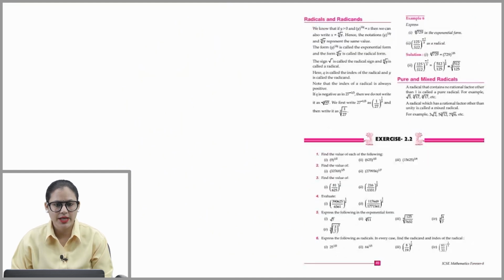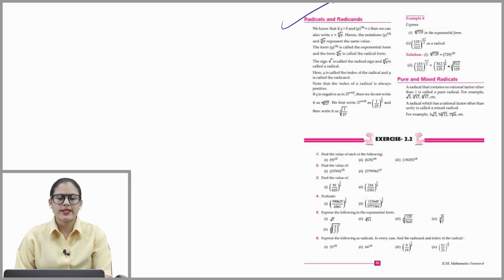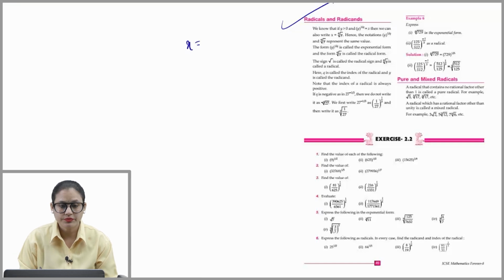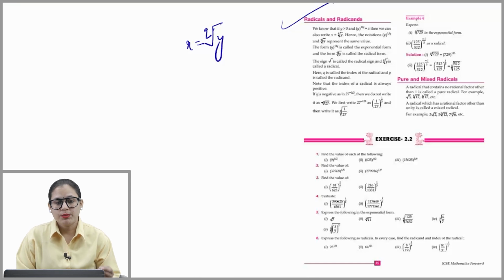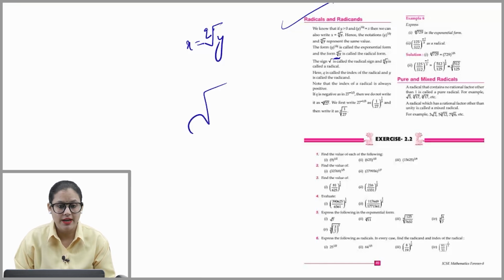Radicals and radicands. We know that if y is greater than 0 and y raised to the power 1 by q is equal to x, then we can also write x is equal to the q-th root of y, like this. Hence the notations y raised to the power 1 by q and the q-th root of y represent the same value. The form y^(1/q) is called the exponential form, and this form is called the radical form. This sign is called the radical sign, and this is called a radical. So here q is the index of the radical and y is called the radicand, right? Note that the index of a radical is always positive.